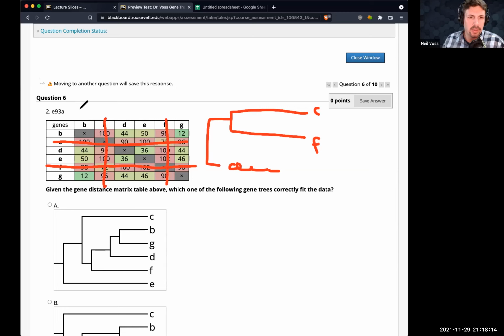All right, what's our lowest number? It says B and G, so I'm going to connect those. Now the question is, D and E are the ones that are not used. Are D and E closer to B and G, which gives like 44, 50, 40, 46, or are they closer to themselves? They are clearly closer to themselves because it's a 36. So I'm going to connect D and E.